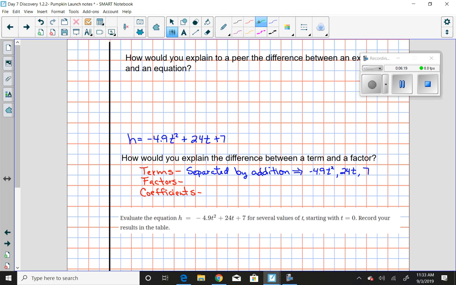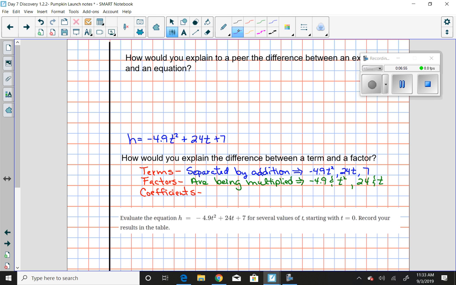Factors are things that are being multiplied, right? So in this case, negative 4.9 and t squared are being multiplied. And in this term, 24 and t are being multiplied. Those are factors.